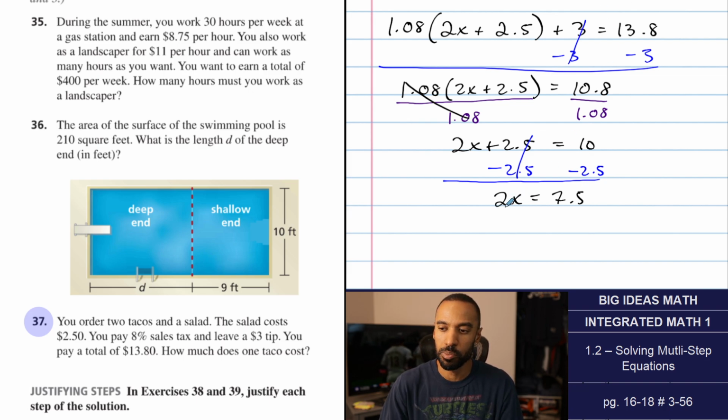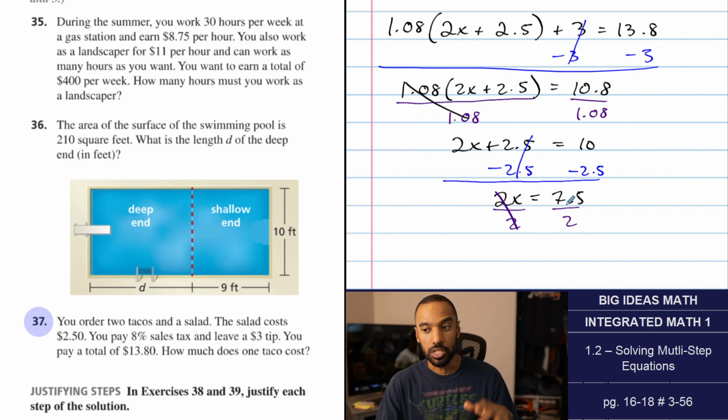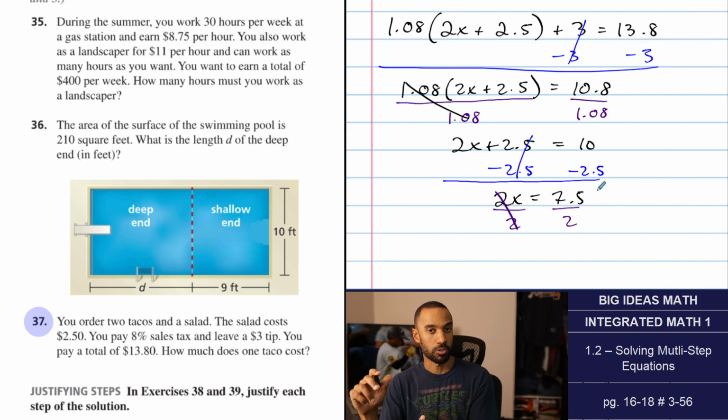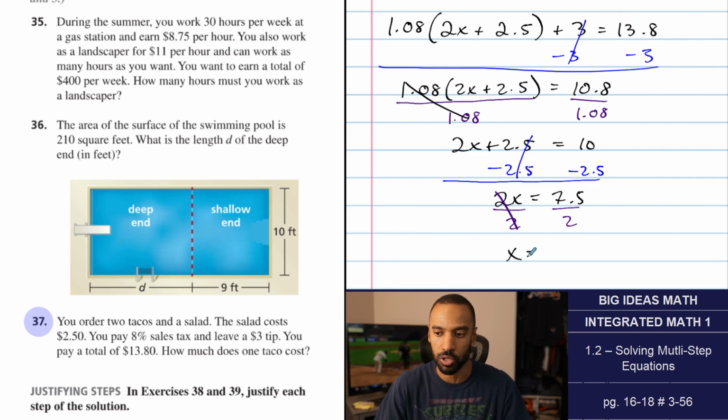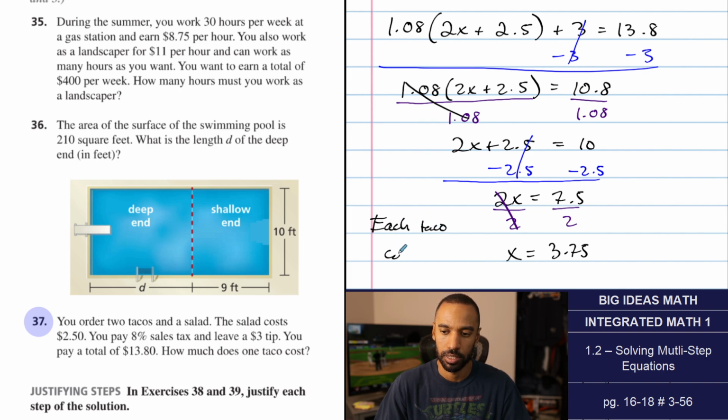Now, is this answer decimal? Sure, but this is a dollar amount, so this might make sense in what we do. This is what they're saying, by the way. Both tacos cost us $7.50. So how much was each taco? Sometimes when you think money, you'll know the answer a little better. That's $3.75 a taco. So each taco costs $3.75. That's what we found out there.